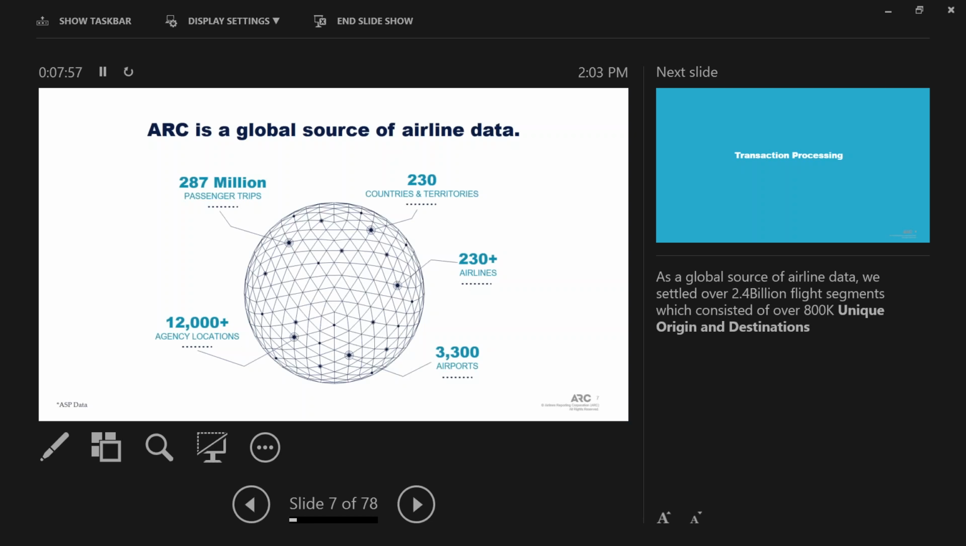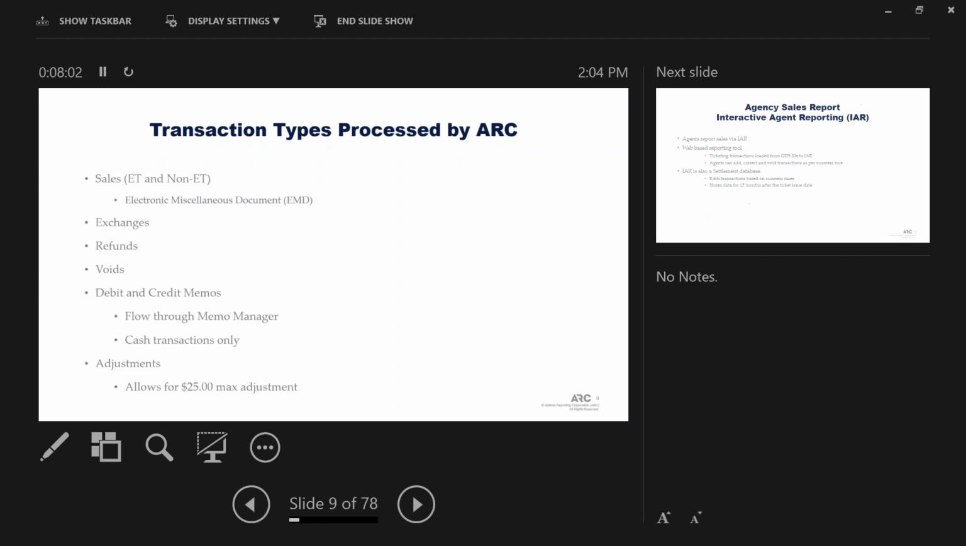ARC is a global source of airline data. Transaction types processed by ARC include sales, e-ticket, and non-e-ticket, and also electronic miscellaneous documents, EMDs. There's two types of EMDs, the standalone EMDs, which are referred to as EMDS, and those are used independent of an e-ticket for services such as ground transportation, deposits, and residual value.